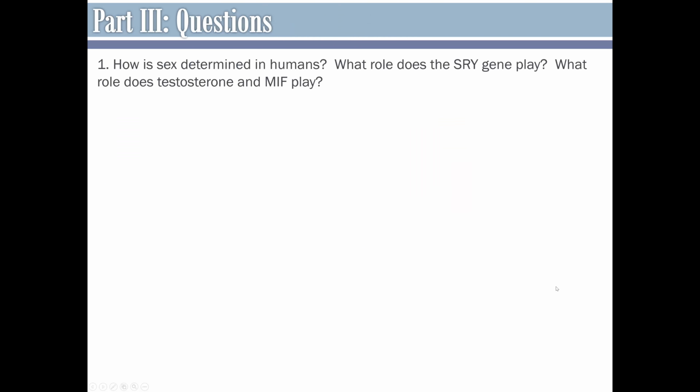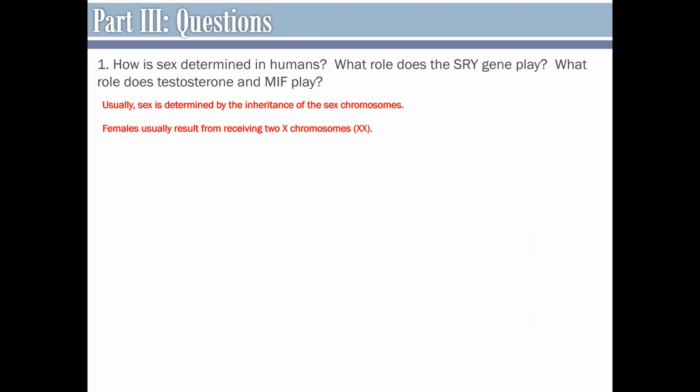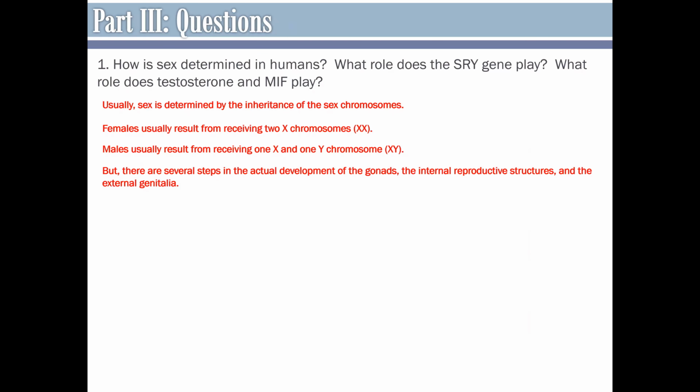So number 1, how is sex determined in humans? What role does the SRY gene play, and what role does testosterone and Mullerian inhibiting factor play? So usually sex is determined by the inheritance of the sex chromosomes. Females usually result from receiving two X chromosomes, so an XX genotype, and males usually result from receiving one X and one Y chromosome, so an XY genotype. But there are several steps in the actual development of the gonads, the internal reproductive structures, and the external genitalia.